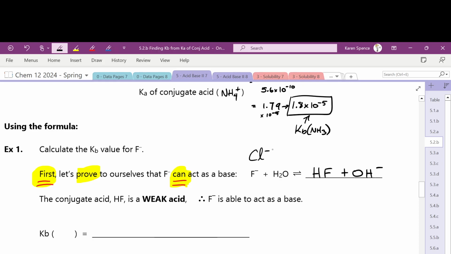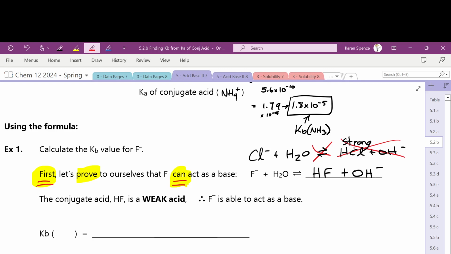Say I had Cl minus, and I said, could this happen? Is that possible? No, because this is strong, so this does not happen. Okay, so always check to make sure that you have produced a weak acid, because if you produce a strong acid, the reaction simply will not happen.